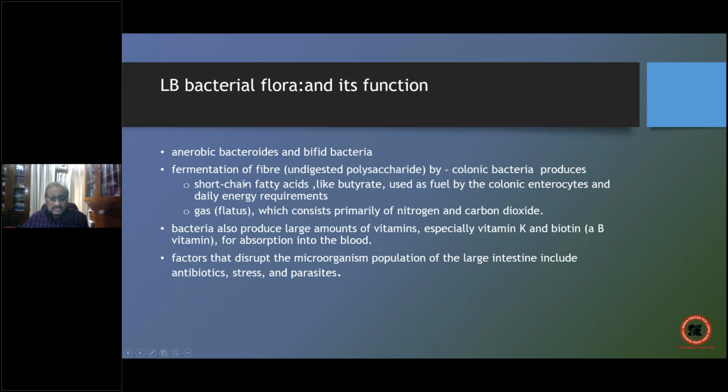And number two, the fermentation of fiber also produces the flatus, which consists primarily of nitrogen and carbon dioxide. The second function of these bacteria, apart from producing the short chain fatty acid, is that they're also producing large amounts of vitamins, especially vitamin K and a type of vitamin B, that's biotin, for absorption into the blood. And factors which are going to disrupt your microorganism population in the large intestine are going to make a difference in your nutritional capabilities of the colon. So antibiotics, stress, parasites, they all disrupt this bacterial flora and its function.